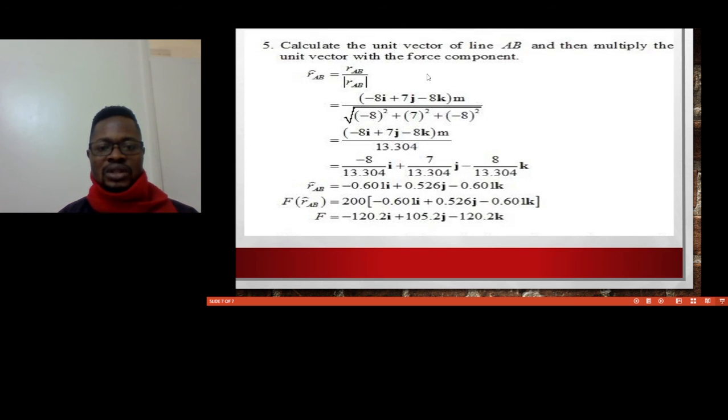Let us see the last solution, because in the last one we have to calculate the unit vector of that line AB and then multiply the unit vector with the force component. We already calculated the unit vector, but since we are required to do that again, that's what I have done here, and we end up with these values: negative 0.601i plus 0.526j minus 0.601k, as we got previously in question 4. But then we are to multiply the unit vector with the force.